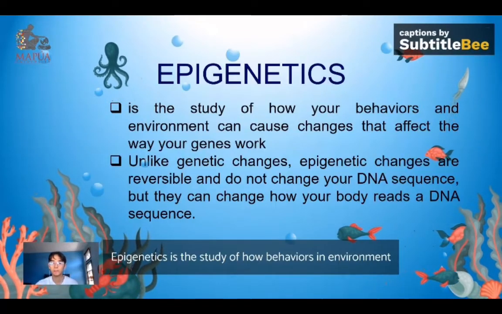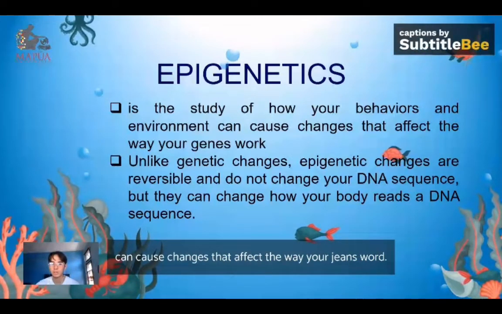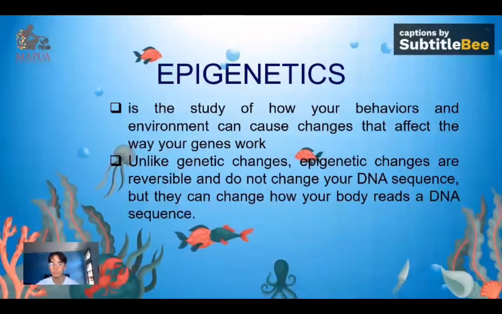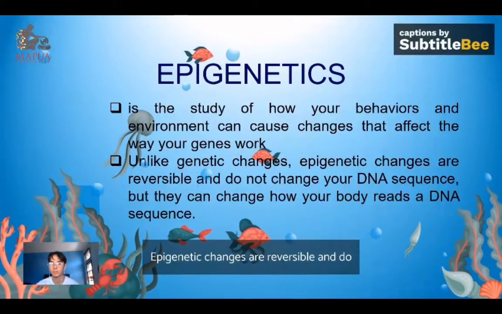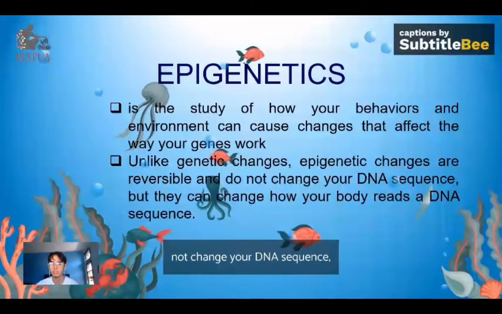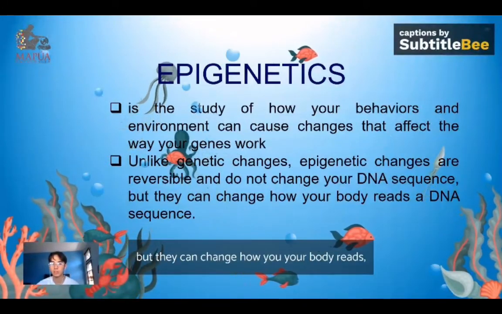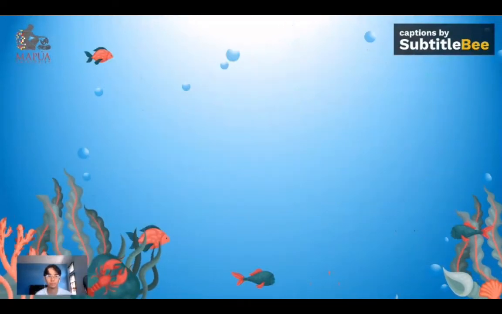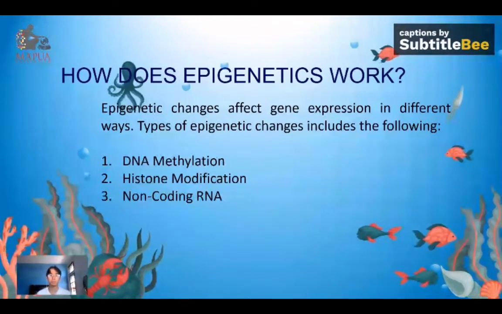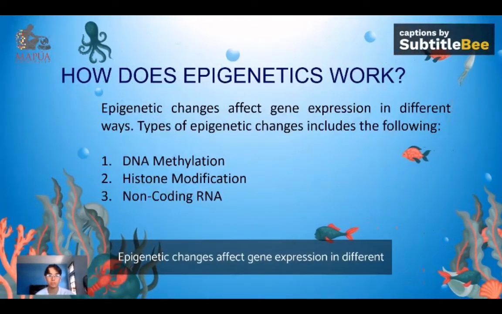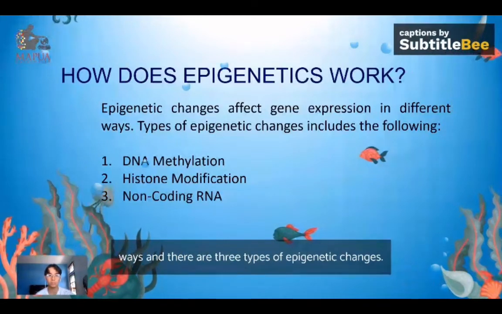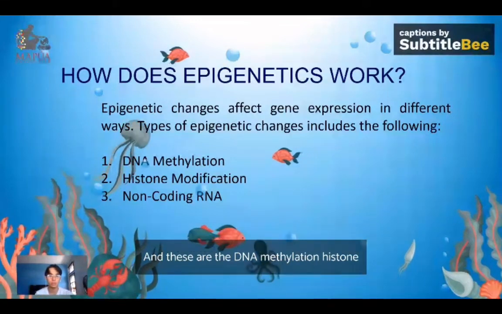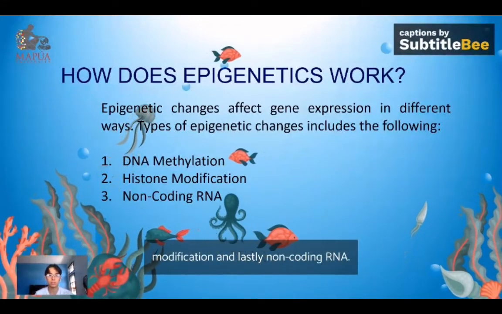Epigenetics is the study of how behaviors and environment can cause changes that affect the way your genes work. Unlike genetic changes, epigenetic changes are reversible and do not change your DNA sequence, but they can change how your body reads a DNA sequence. So how does epigenetics work? Epigenetic changes affect gene expression in different ways, and there are three types of epigenetic changes, and these are DNA methylation, histone modification, and lastly, non-coding RNA.